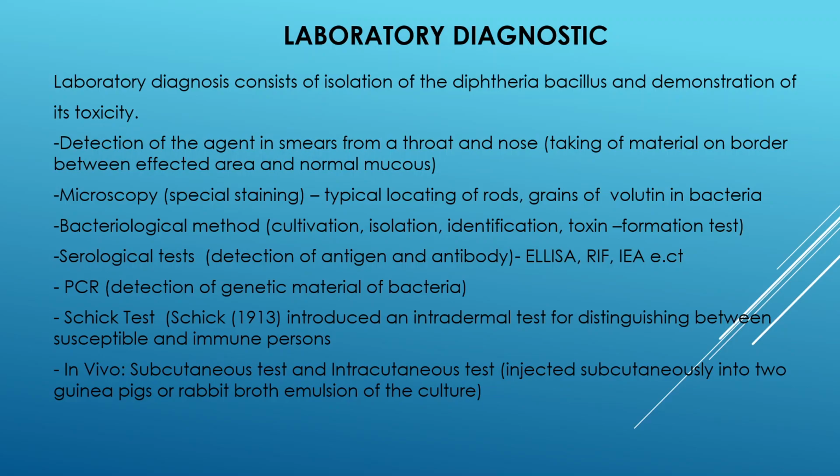Laboratory diagnosis of diphtheria consists of isolation of diphtheria bacilli and demonstration of its toxicity. The Elek test is used to study toxigenic properties of Corynebacterium diphtheriae. For detection of the antigen, smears are taken from the throat and nose, with material taken from the border between the affected area and normal mucosa. For microscopy we use special staining techniques: Neisser, Albert, and Loeffler staining. We will see the typical arrangement of rods and grains of volutin in the bacteria.